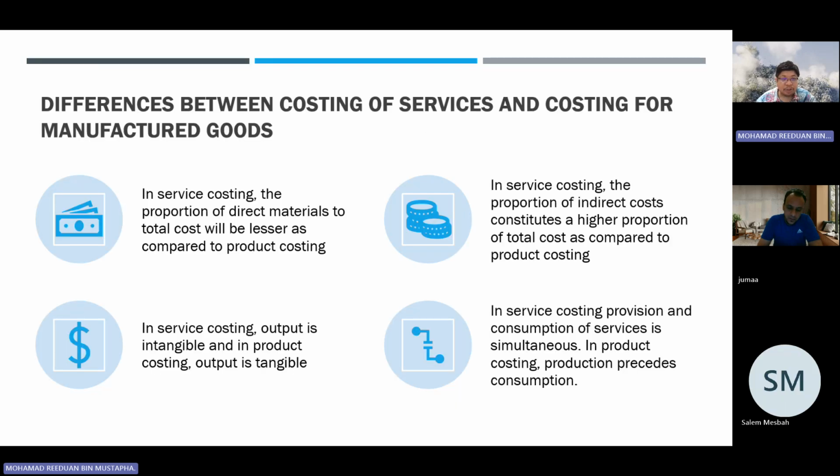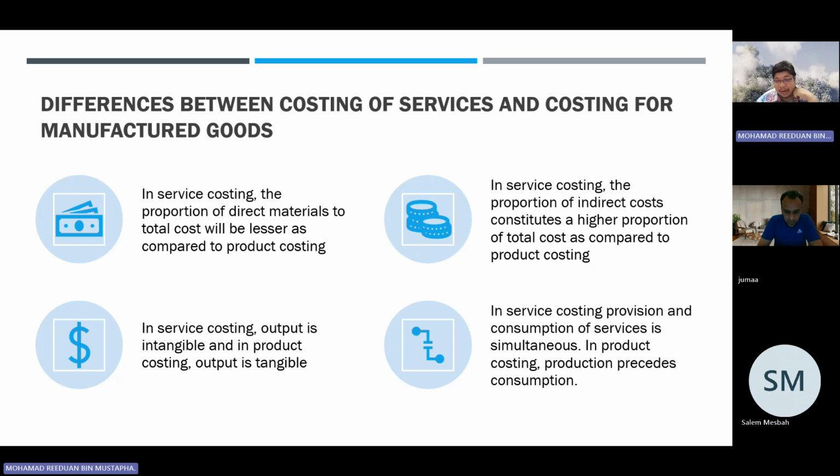Okay, now we look into the differences between costing of services and costing for manufacturing goods. In service costing, the proportion of direct material to total cost will be lesser as compared to product costing. I think the slide is not here. Okay, but it's okay. You can see the video later on.